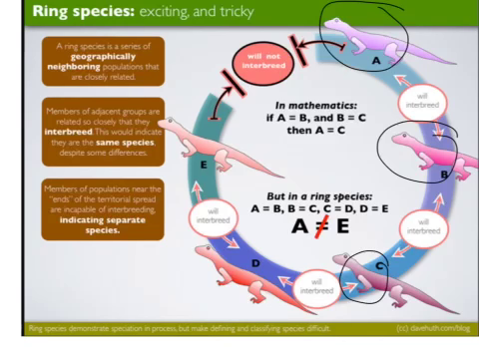Okay? I like the mathematical example in there for those of you that are very, very logical. A equals B, B equals C, C equals D, D equals E. A does not equal E though. Okay? They will not be able to interbreed.